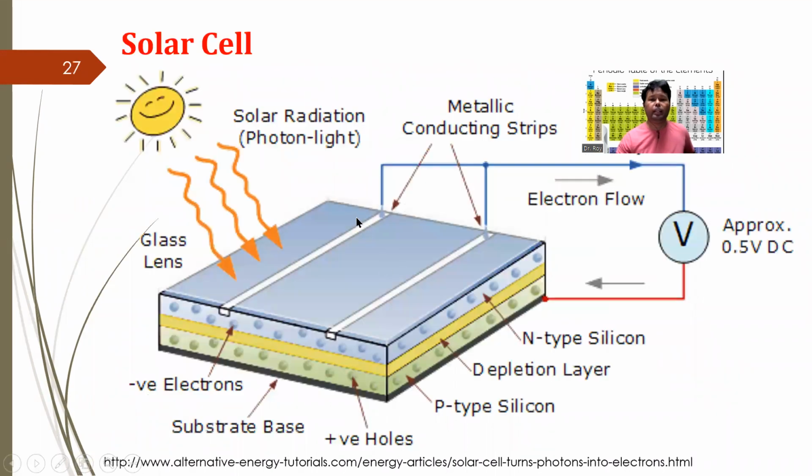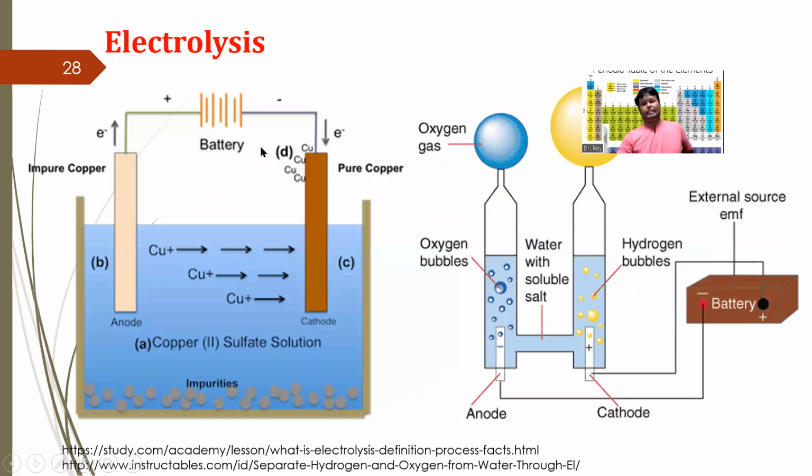And in a solar cell, we don't need electrolysis. Electrolysis, as I already mentioned, is used for different types of spoons. This is the last slide.